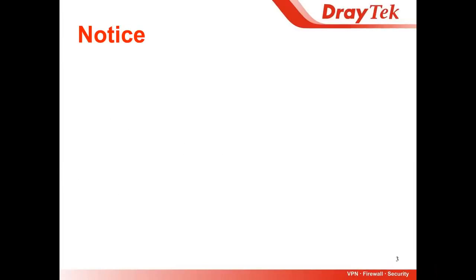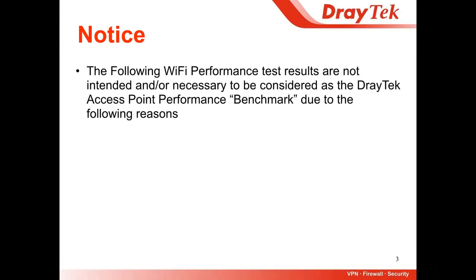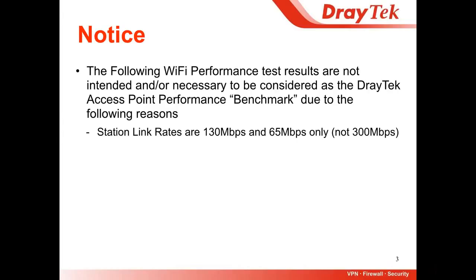Before we proceed to our content, there is an important notice. The following Wi-Fi performance you're going to see, they are not intended or necessary to be considered as Draytek access point performance benchmark due to these reasons. First, the link rate, they are 130 megabit per second and 65 megabit per second only. That means they're not running with the full link rate.